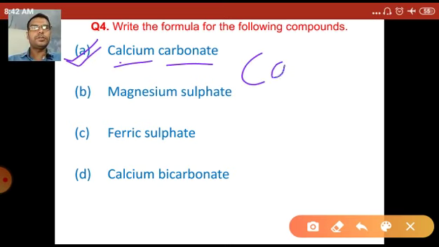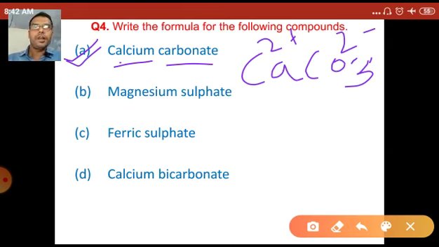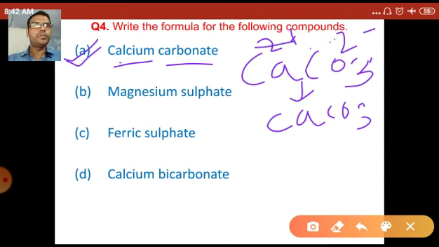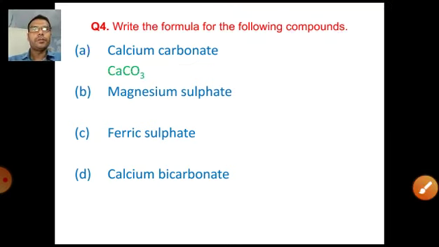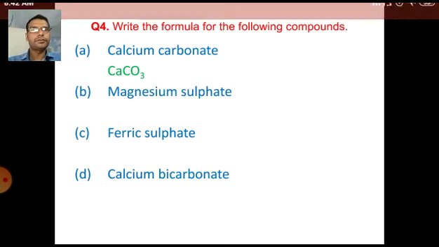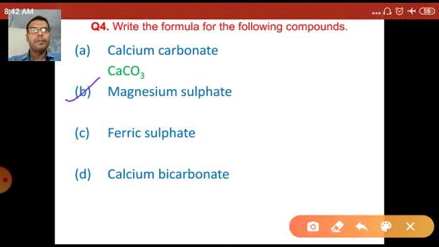Now you know that calcium is the symbol Ca and carbonate is the symbol CO3 2 minus, and calcium has 2 plus. So the formula between these two ions forms calcium carbonate, CaCO3, because the valency of both is equal, so their formula is CaCO3, calcium carbonate.